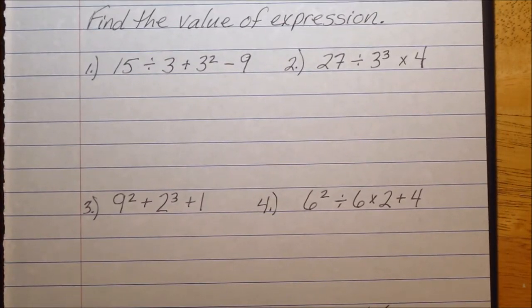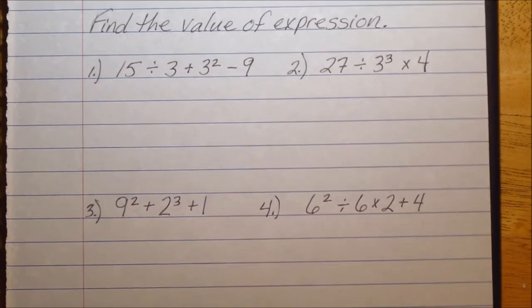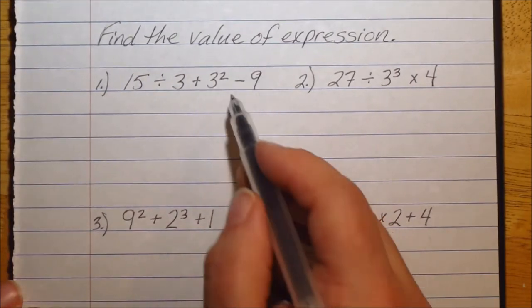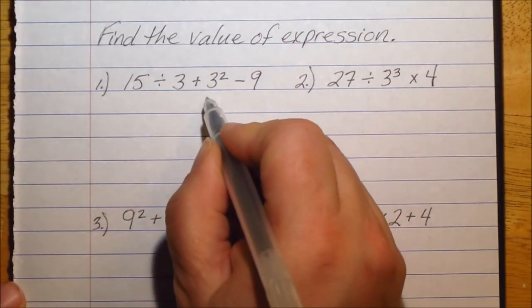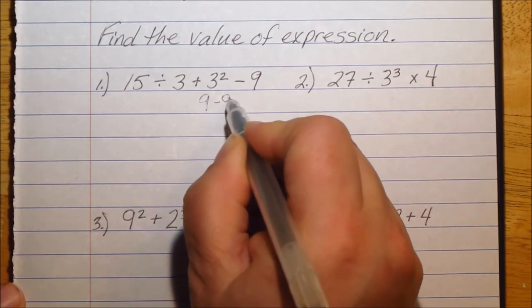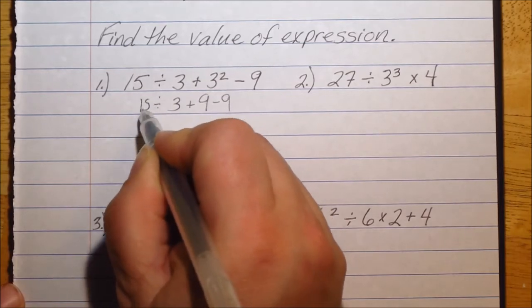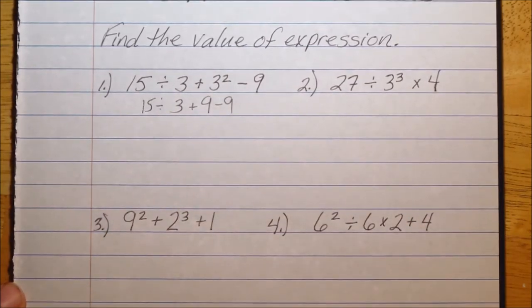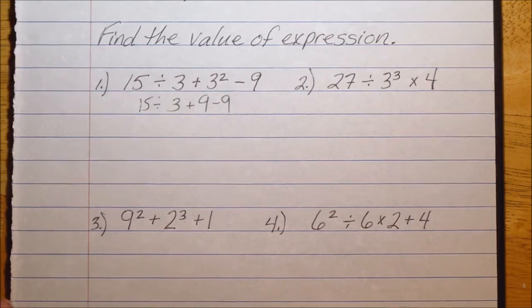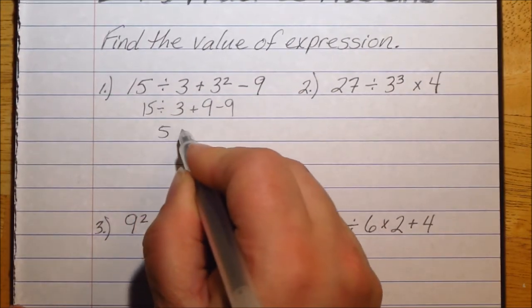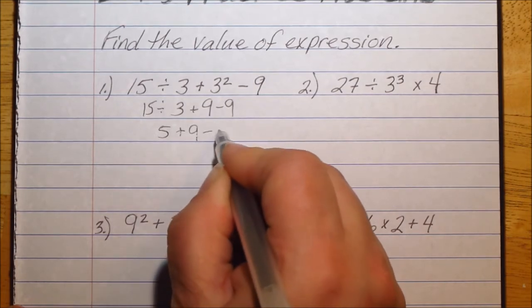See how you did. All right, so problem number 1. Again, working with our order of operations. The first step would be to solve any exponents. So 3 squared is 3 times 3, which is 9. Bring down the rest of the expression. Now I'm going to work left to right to find any multiplication or division, and I see that I have 15 divided by 3, which is 5. Bring down the rest of the expression.